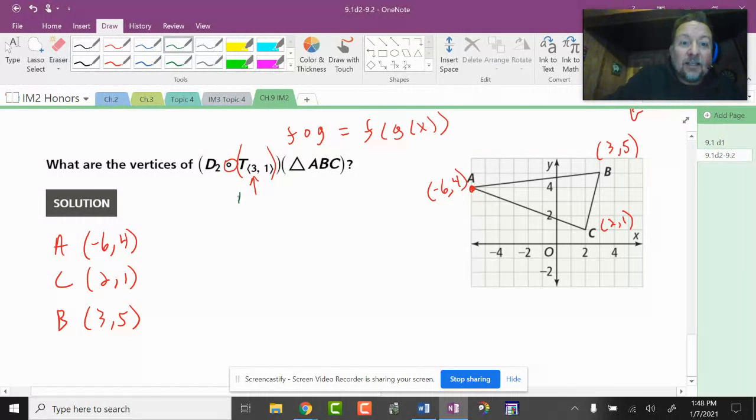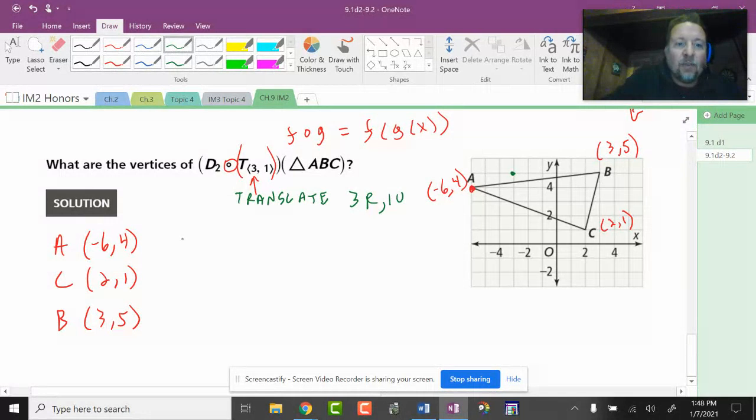Hey, what does that T stand for? Translates. And what we're going to do is translate this 3, take a guess, right, and 1 up. So what does that do? You know, look at this. If I move this 3 right, 1, 2, 3, and I move this 1 up, sure, that's where it lands.